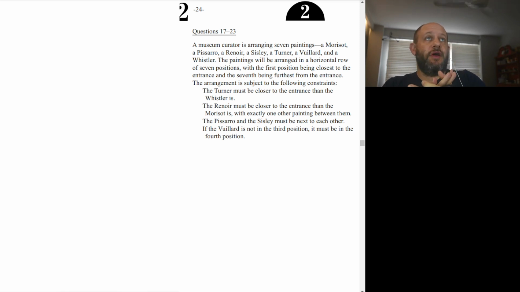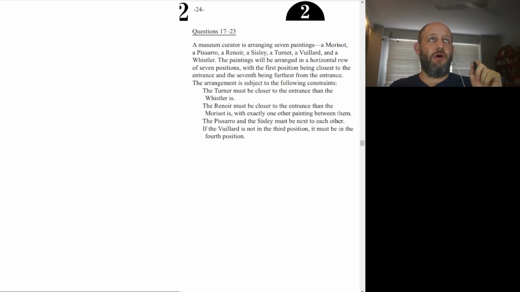So a museum curator is arranging 7 paintings, a Morisot, a Pissarro, a Renoir, a Sisley, a Turner, a Vuillard, and a Whistler. The paintings will be arranged in a horizontal row of 7 positions, with the first position being closest to the entrance and the 7th being furthest from the entrance. The arrangement is subject to the following constraints, and we'll deal with the rules in a second.